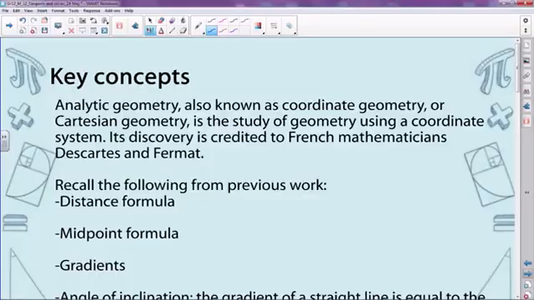It's also known as coordinate geometry, and the reason for that is it's geometry that's drawn on a Cartesian plane. So it's with all your points and lines and your axes of symmetry and all of that. So it's the study of geometry using a coordinate system. The only one that you know so far is the xy coordinate system. Its discovery is credited to two French mathematicians, Descartes and Fermat. All right. Now recall the following from your previous work.